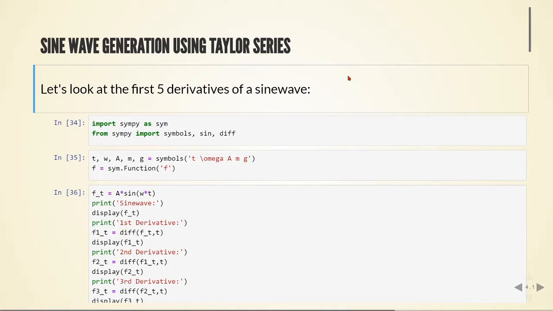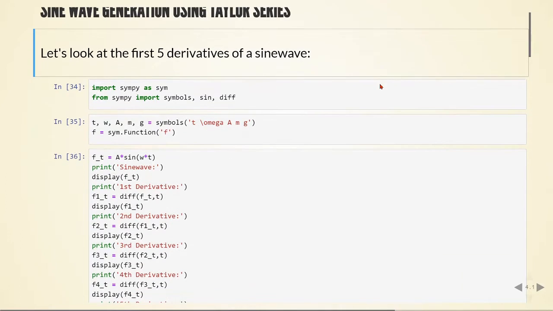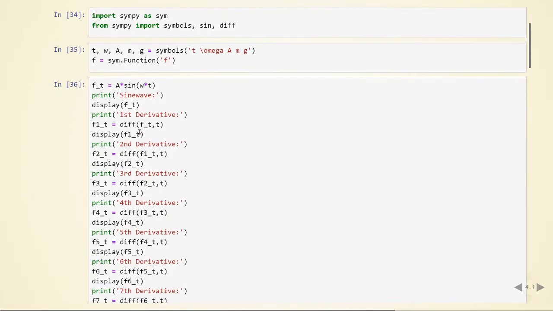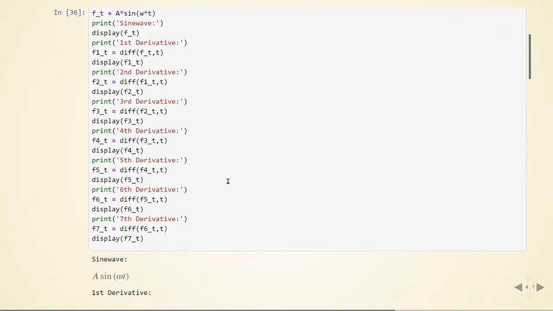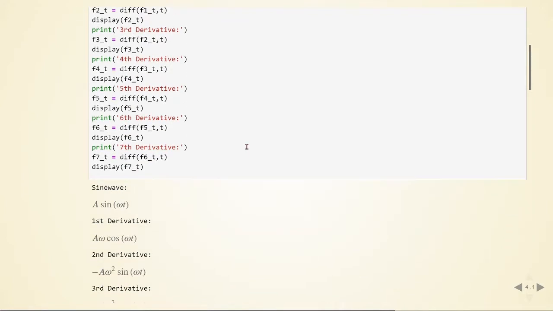So first, let's take a look at the first 5 derivatives of a sine wave. So for that, I'm importing SymPy. I'm defining some symbols and a function. So first we are going to have our sine wave, so amplitude sine omega t. Then we will have the first derivative, the second, the third, the fourth, fifth, until the seventh. It starts repeating, so we don't need more than this.